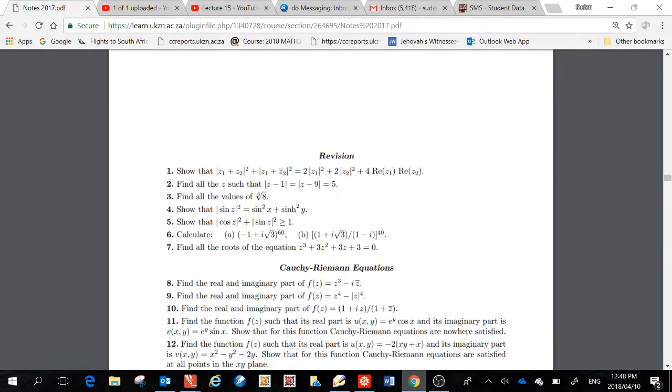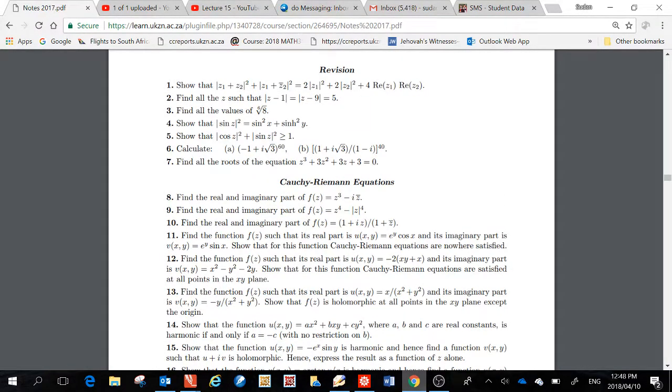Yeah, you see, these are the TUT problems. Cauchy-Riemann equations. You need to practice them. Find the real and imaginary part of that. Expand it. Given a function, show it is harmonic, and find the other one that makes it holomorphic. Those are the typical questions that will appear in the test.